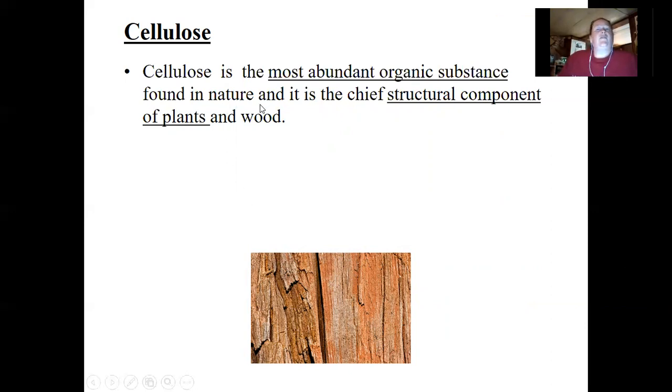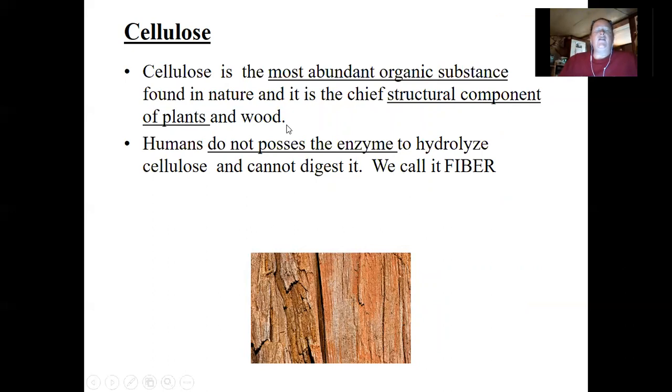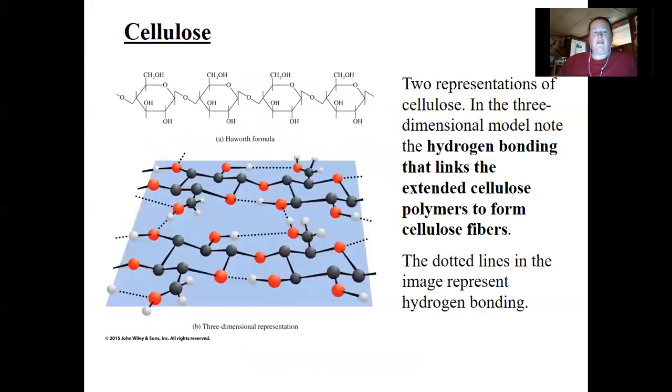Cellulose is the most abundant organic substance on the planet, and it is the chief structural component of plants and wood. We do not possess the enzyme to hydrolyze the cellulose, and therefore we can't digest it. In our dietary intake, we refer to this as fiber. Fiber is an important component in our diets. It helps keep our digestive tract healthy. However, we cannot take these chains of glucose and hydrolyze them to get energy from them.